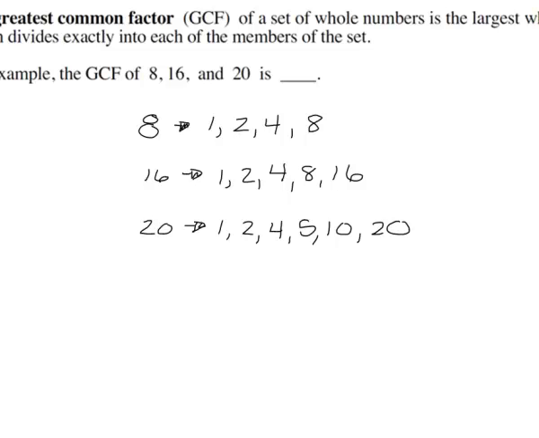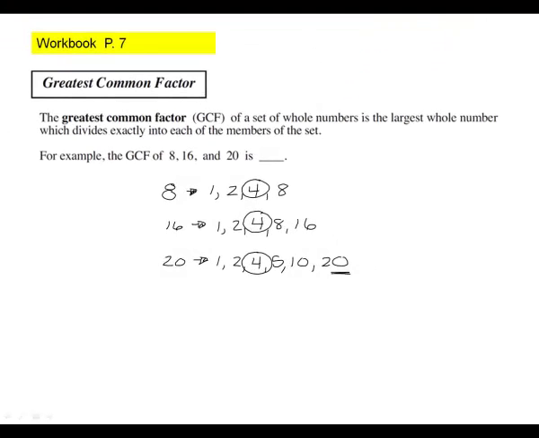Remember, when you're finding your GCF, it has to be a factor that each of these numbers has in common. So even though 20 is the highest number, it's not in common with every other number. In this case, the greatest common factor is 4, because it's the largest factor that all three numbers have.